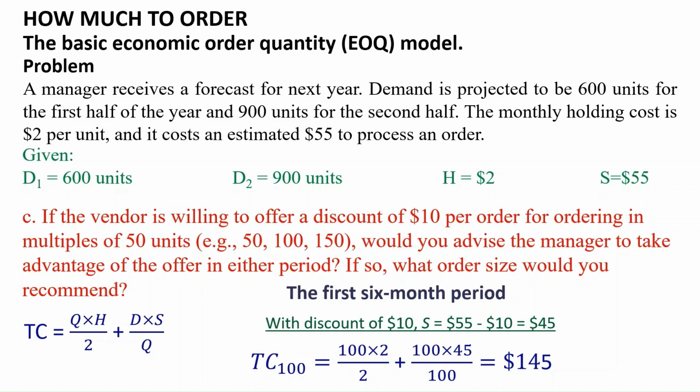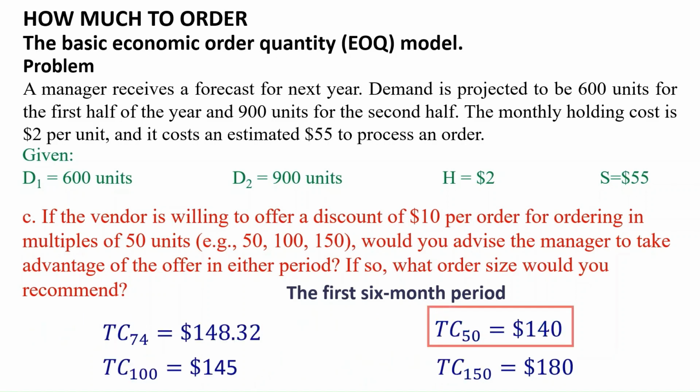And the monthly total cost corresponding to Q equals 150 is TC 150 equals 150 multiplied by 2 divided by 2 plus 100 multiplied by 45 divided by 150 equal $180. As the total cost at quantity equal to 50 units has the minimum value, for the first period the question answer is yes, the manager should take advantage of the offer and order Q equals 50 units during this 6-month period.